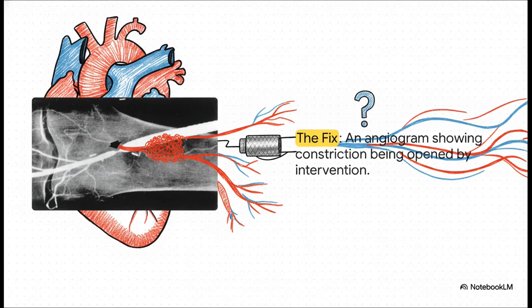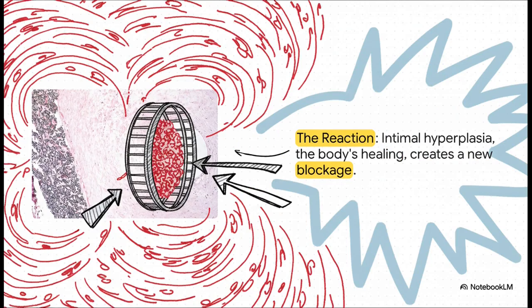So problem solved, right? Well, not so fast. You see, the body is very smart, but sometimes it's too smart for its own good. It sees the stent and thinks, hey, foreign object, I need to heal this area and cover it up. So the smooth muscle cells in the vessel wall start to multiply and create new tissue all around the stent. This process is called intimal hyperplasia. And sometimes this healing response is so aggressive that it creates a brand new blockage inside the stent. We call this in-stent restenosis, and it's a huge challenge. The very fix becomes the new problem.